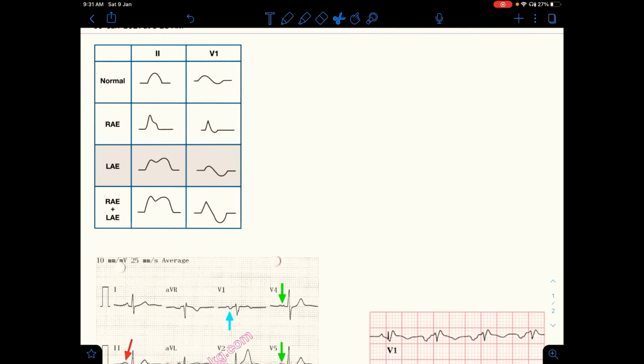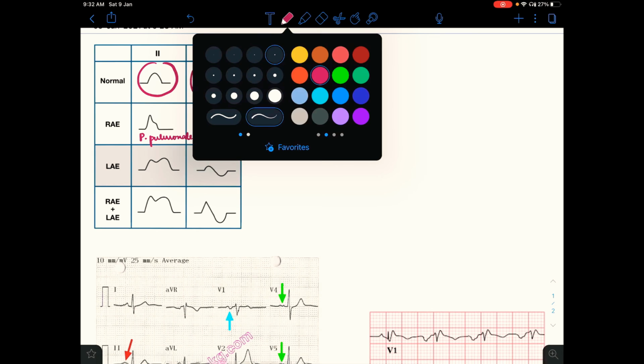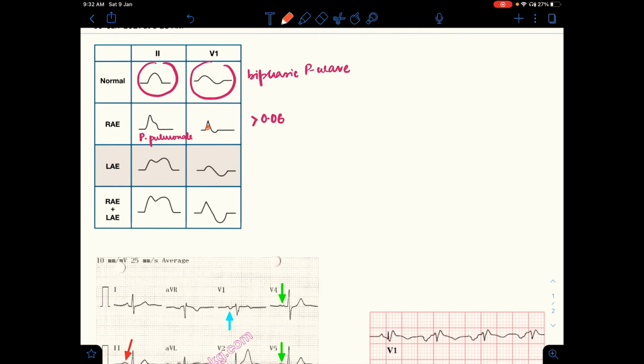As I've said before, this is the normal P wave in lead 2, and this is the normal biphasic P wave in lead V1. This is right atrial enlargement or P pulmonale. Here in V1 we see a right atrial peaking. This area has to be more than 0.06 millimeter seconds.